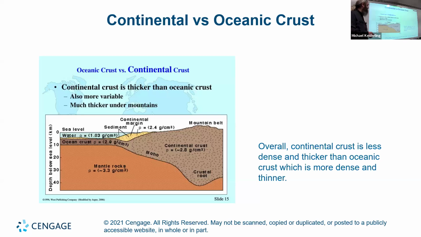Now, ocean crust, continental crust. Overall, continental crust is less dense and thicker than the oceanic crust, which is more dense and thinner.